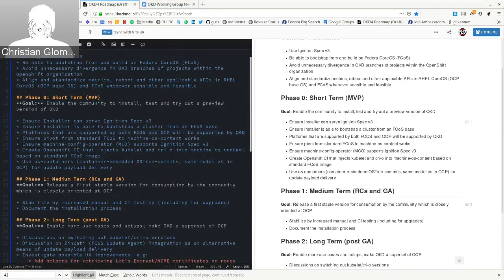So I put in that the platforms that are supported by both FCOS and OCP will be supported by OKD. Does that meet that? The point we were talking about earlier, the platforms? I mean, as long as we have people being able to use it locally and in AWS and OpenStack at the minimum with FCOS and OKD, then I don't see a problem for MVP.